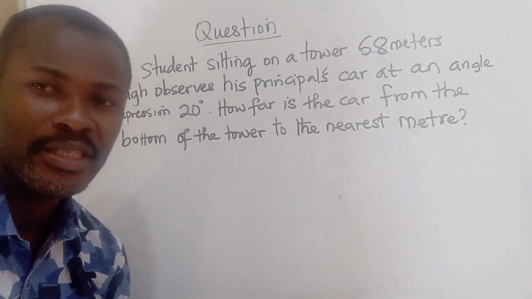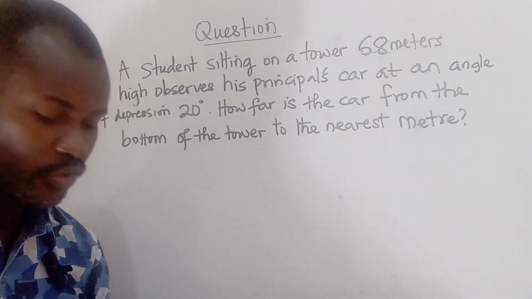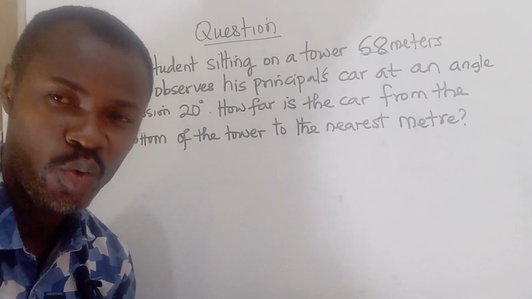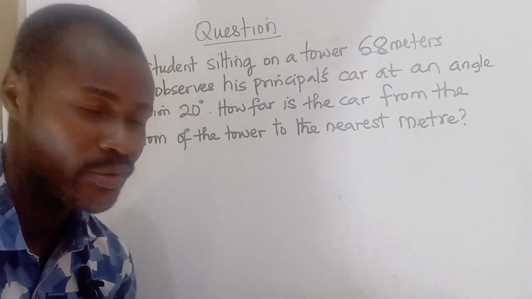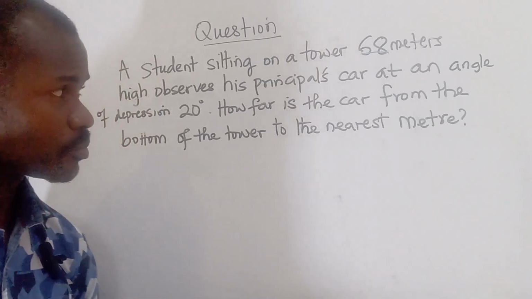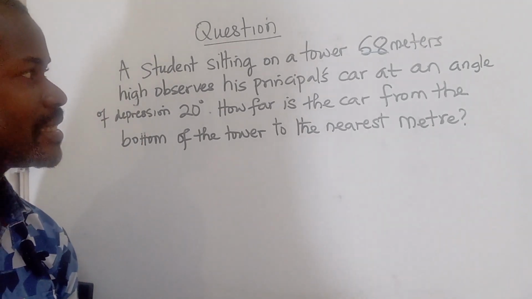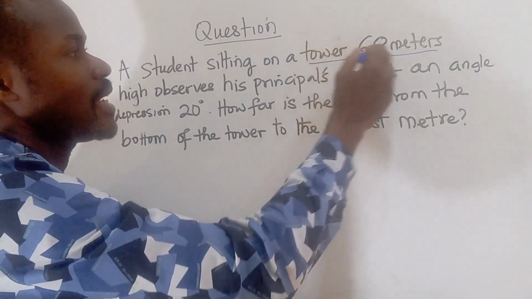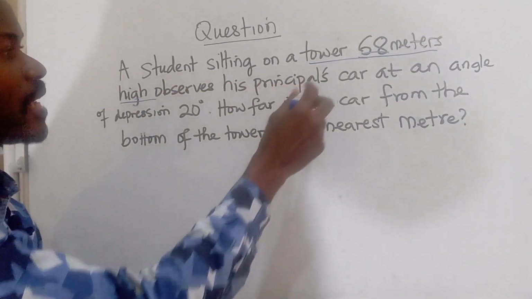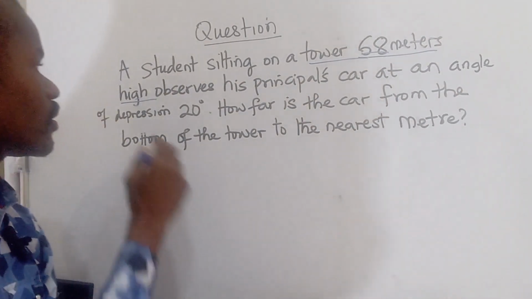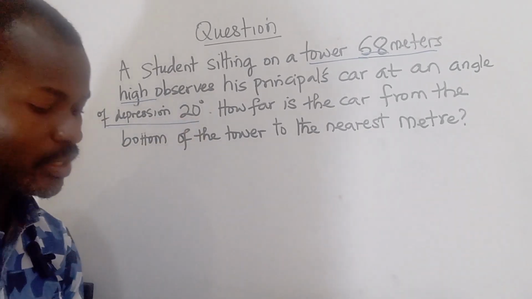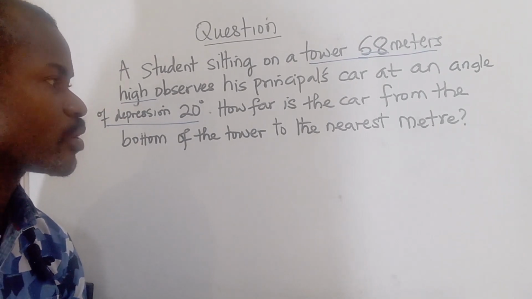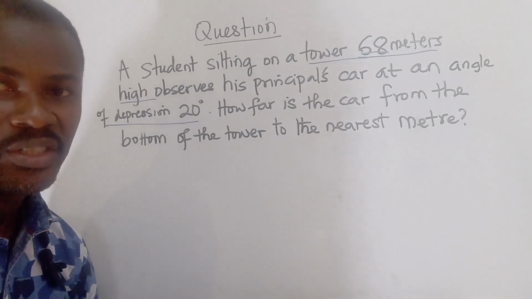Now this question on the board is on application of trigonometry. The first thing you want to do is understand what problem you're dealing with and on what topic, so that you apply those basics in that topic. The question says: a student sitting on a tower, 68 meters high, observes his principal's car at an angle of depression of 20 degrees. How far is the car from the bottom of the tower to the nearest meter?